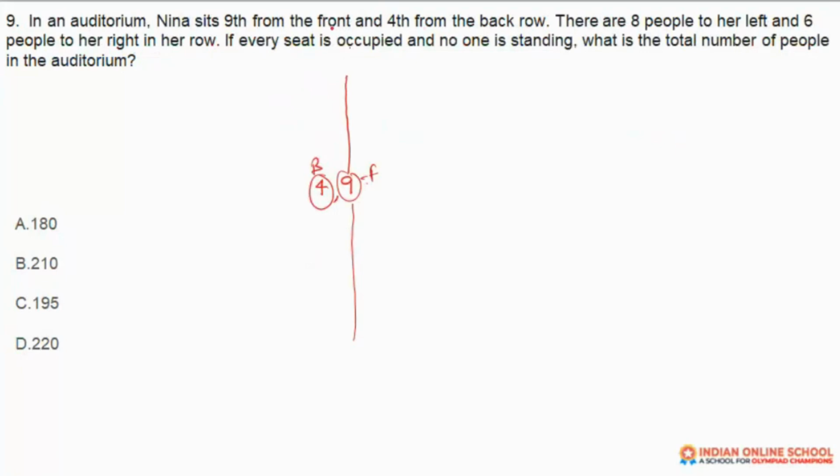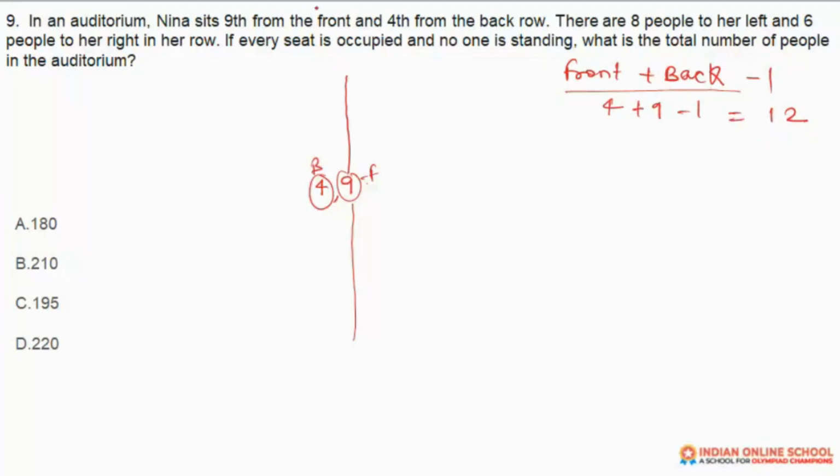So we know when the same person's position is given from the front and from the back, for finding the total number of seats or total number of students, we need to add the position of the person from front and back, and then subtract 1. So 4 plus 9 minus 1, we get 12.